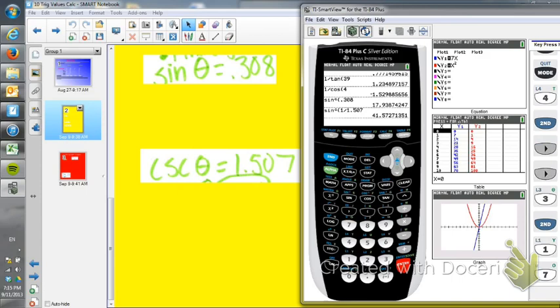And that's all there is today, guys. It's a little bit shorter. I'm just getting familiar with using the calculator for some of these new trig values.